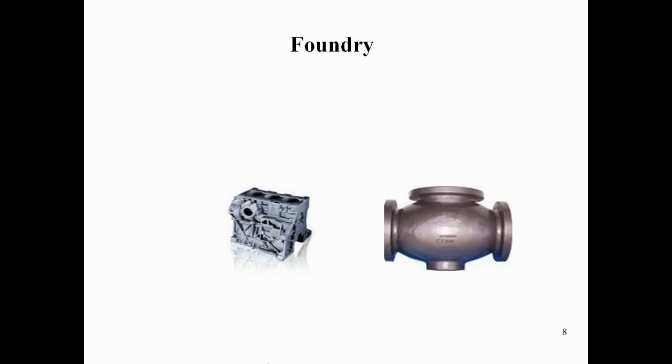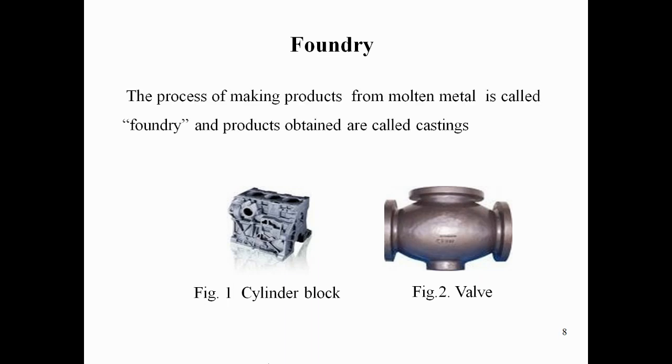Next is the foundry. Actually, what is a foundry? Here we can see some of the products produced in the foundry. The first figure is a cylindrical block, and the second one is a wall. These two products are prepared in the foundry.